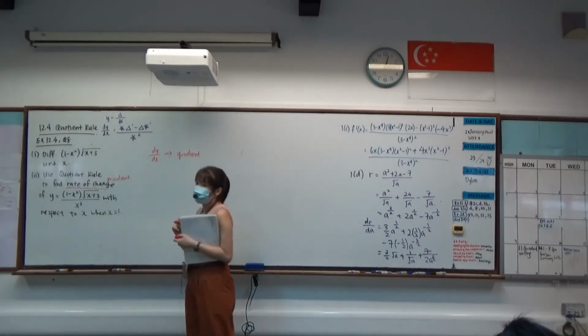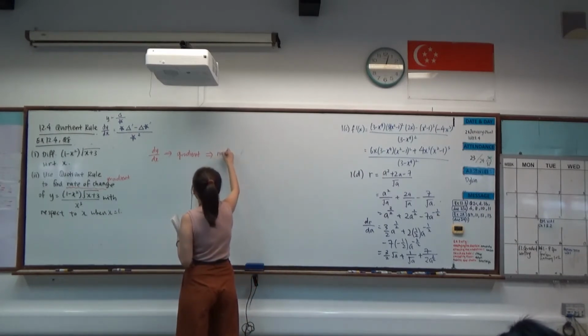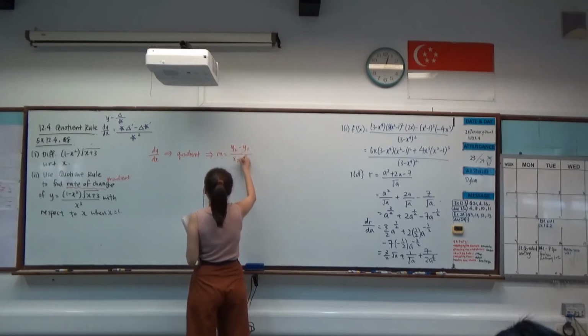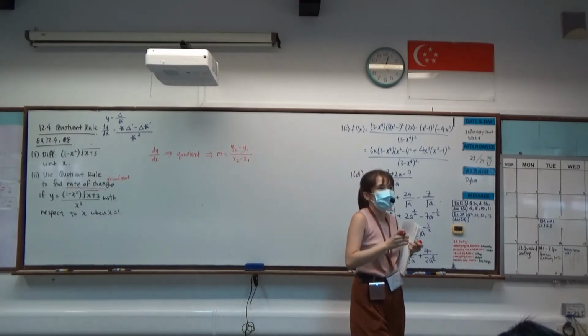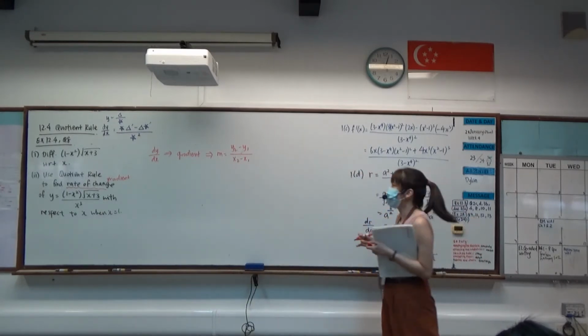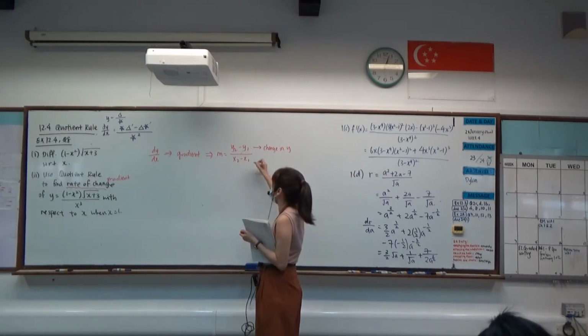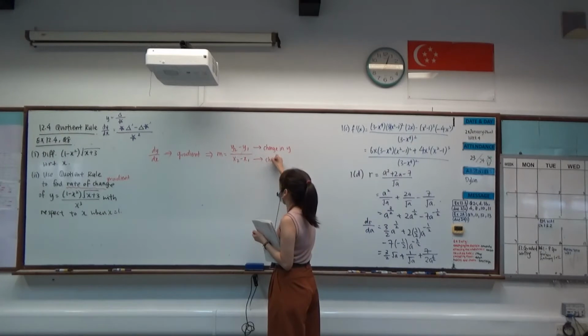When we think about gradient in our E-maths terms, the gradient itself is y2 minus y1 over x2 minus x1. How we interpret it quantitatively is that y2 minus y1 is what we see as the change in y, because it's a difference, and the difference for x over here is what we see as change in x.